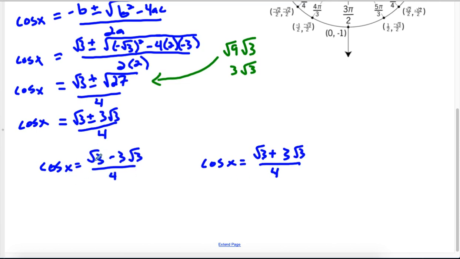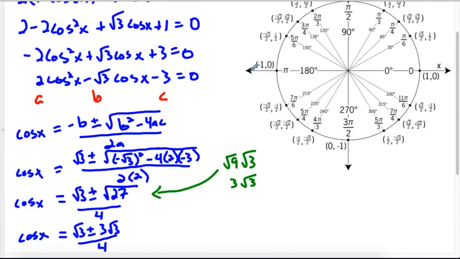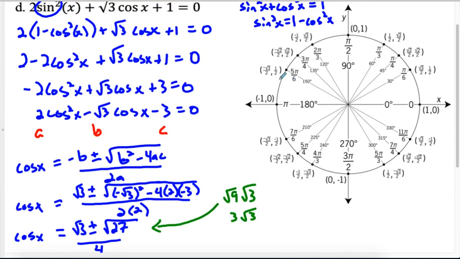So here, if I've got 1 radical 3 minus 3 radical 3, that would be negative 2 radical 3. I can then simplify negative 2 over 4 would reduce to negative 1 over 2. So this would just become negative square root of 3 over 2. And now we've got cosine equals negative square root of 3 over 2. I can go to my unit circle and see where the x value, the cosine, is negative square root of 3 over 2. That happens here and here at 5 pi over 6 and 7 pi over 6.